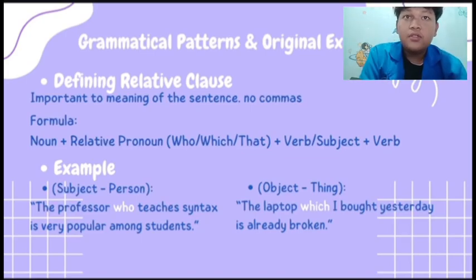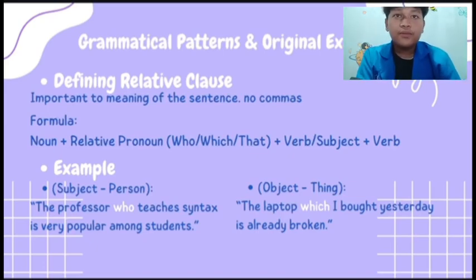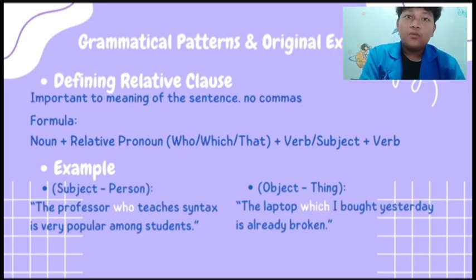They have two main patterns: defining and non-defining. The defining clause is important to the meaning of the sentence and has no commas. The formula is noun plus relative pronoun (who, which, that) plus verb, or subject plus verb. For example, the professor who teaches syntax is very popular among students, and the laptop which I booked yesterday is already broken.